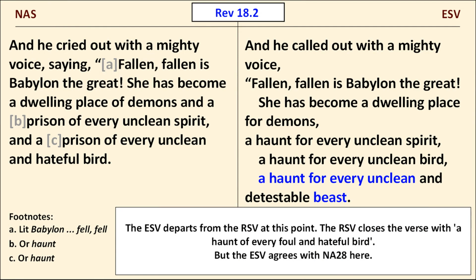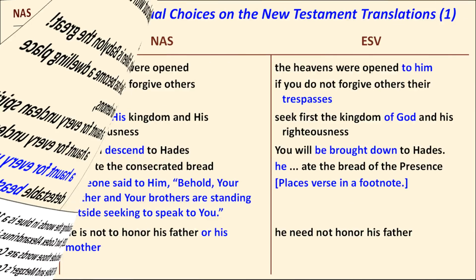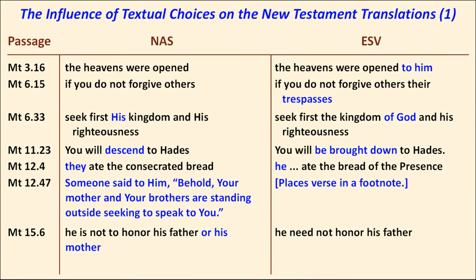The Revised Standard Version also omitted mention of the unclean and detestable beasts, but NA 28 includes these words, and the ESV dutifully translates NA 28 in this verse. And a few words about manuscripts and resources that give reasons for including them. The next 6 charts show some of the more interesting differences I've found between the ESV and the NAS New Testaments that are due to the fact that they translate different Greek texts.